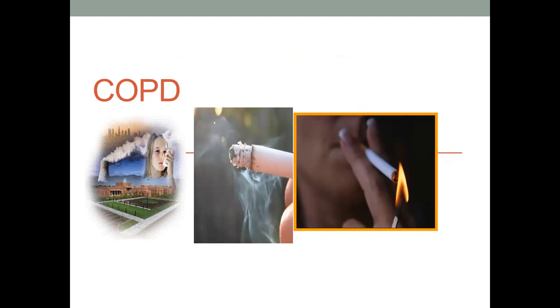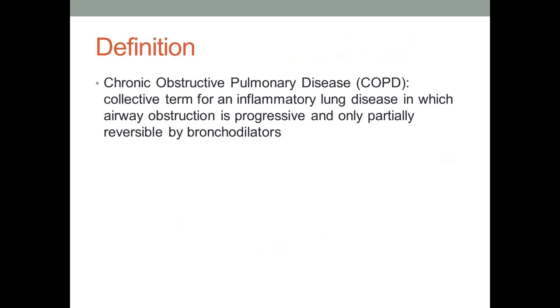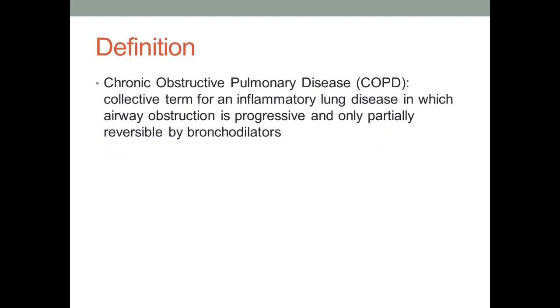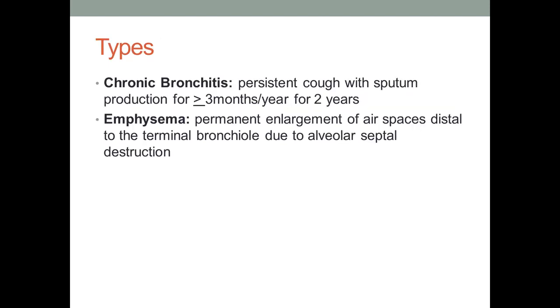Now we will discuss chronic obstructive pulmonary disease, which is defined as a collective term for an inflammatory lung disease in which airway obstruction is progressive and only partially reversible by bronchodilators. So this is almost irreversible or partially reversible. Mainly, COPD has two types. One is chronic bronchitis and the other is emphysema.